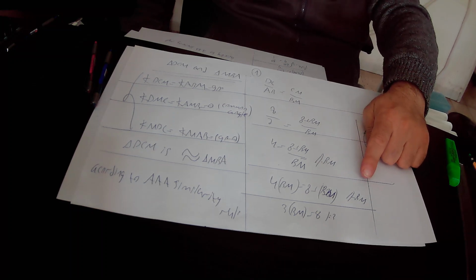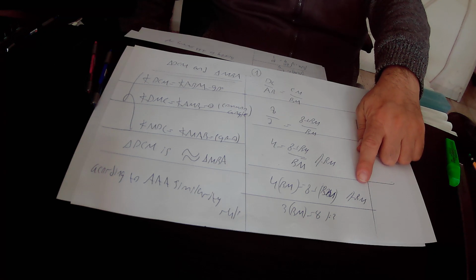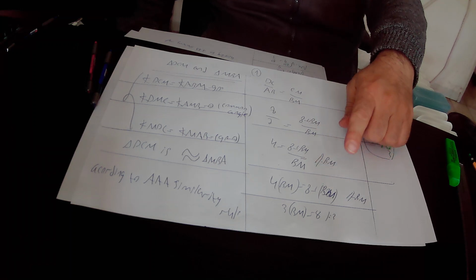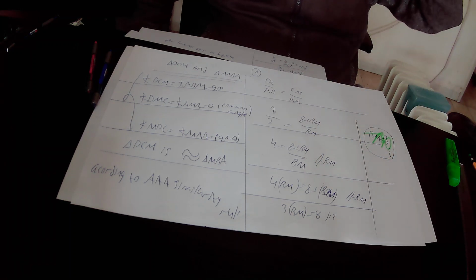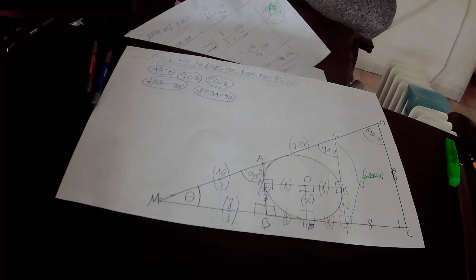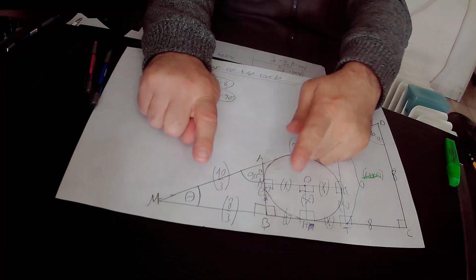Here we subtract BM from this equation, and we found that 4BM minus BM is 3BM, which equals 8. So 3BM equals 8. Here we divided this equation by 3 and finally found that BM equals 8 over 3 units in its length. Here this line segment BM equals 8 over 3 units in its length.